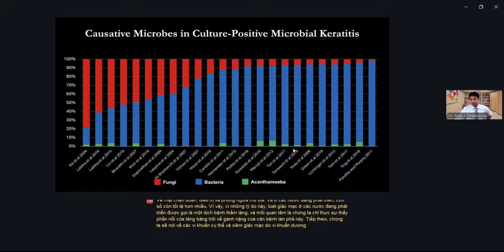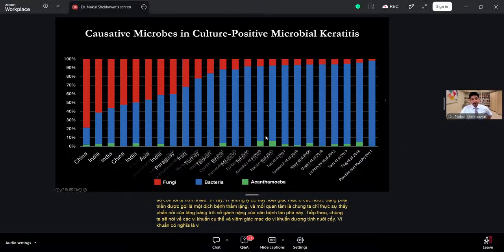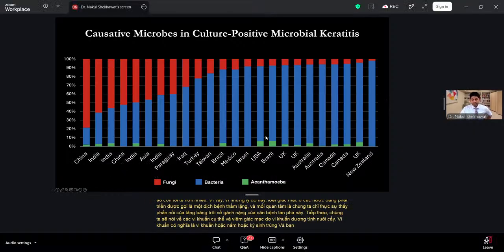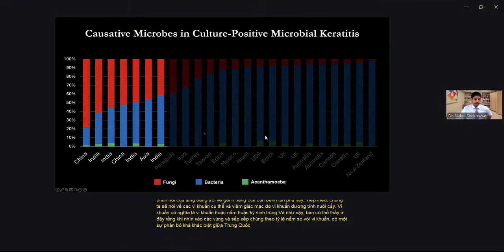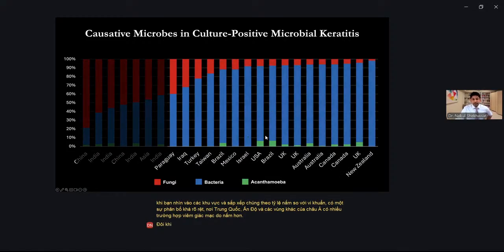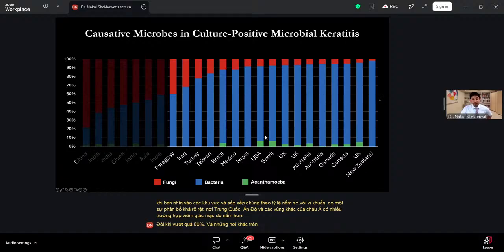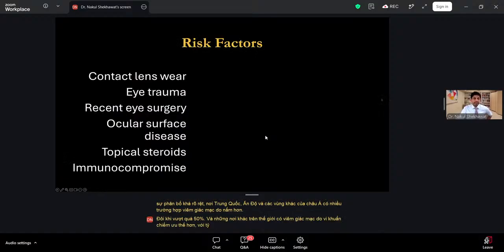Microbial means bacteria or fungi or parasites. And so you can see here that when you look at the regions and you sort them by what proportion are fungal versus bacterial, there is a bit of a distribution here where China and India and other parts of Asia have more fungal keratitis, sometimes exceeding 50%. And other parts of the world have more overwhelmingly bacterial keratitis with a very small proportion of acanthamoebic keratitis.